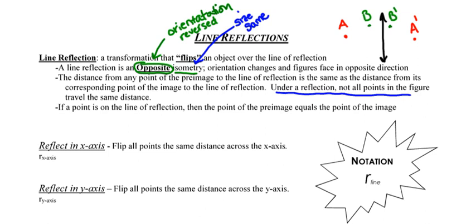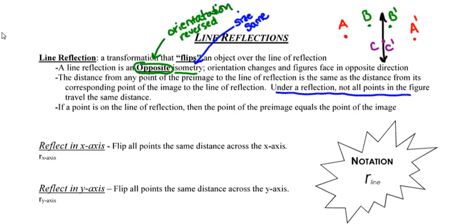So one important thing to consider is what happens when the point is actually on that line of reflection. If we have a point that's on the line of reflection, such as point C right there, then the pre-image and the image, so C and C prime, would be exactly the same point. That's really interesting to know.